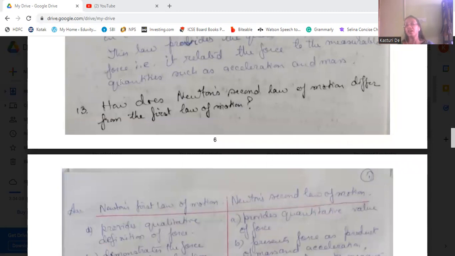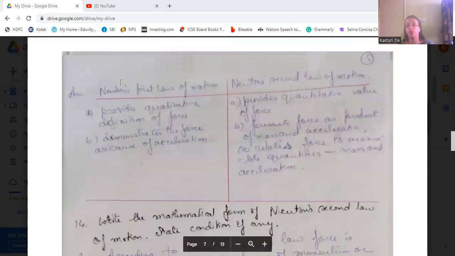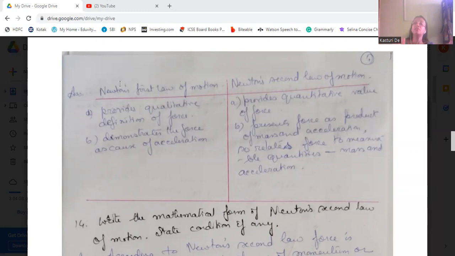How does Newton's second law of motion differ from the first law? Newton's first law of motion provides a qualitative definition of force, whereas Newton's second law provides a quantitative value of force. First law qualitative, second law quantitative. The first law demonstrates force as the cause of acceleration, whereas the second law presents force as the product of mass and acceleration.